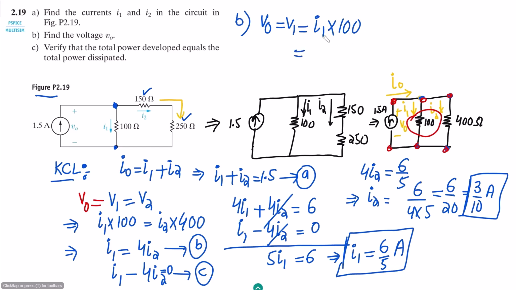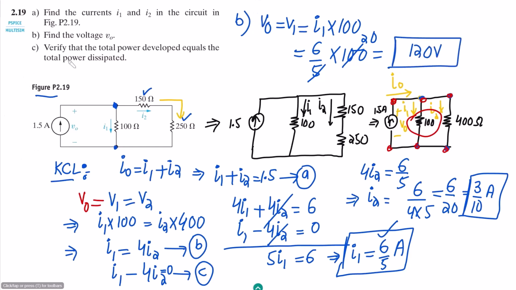The value of I1 is known, it is 6 by 5 into 100. So it will be 120 volts. This is the value for V naught, which is the solution of part B.